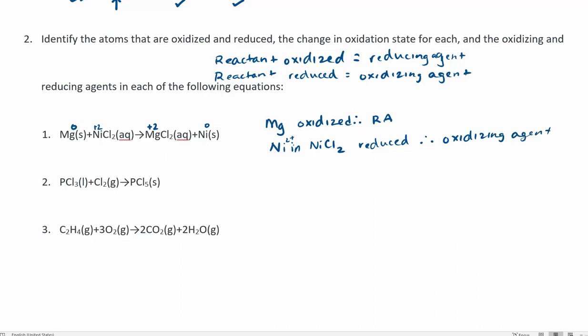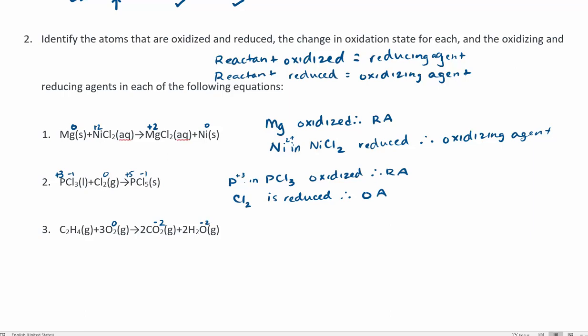Here we have phosphorus, which is a +3 because each chlorine is a -1. This chlorine is a 0. Chlorine is a -1 here. Phosphorus is a +5. So the phosphorus in PCl3 is oxidized. Therefore, the reducing agent, and the chlorine is reduced. Therefore, the oxidizing agent.